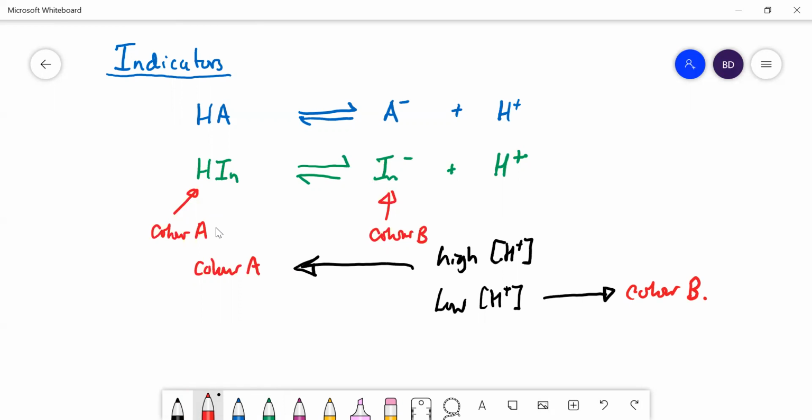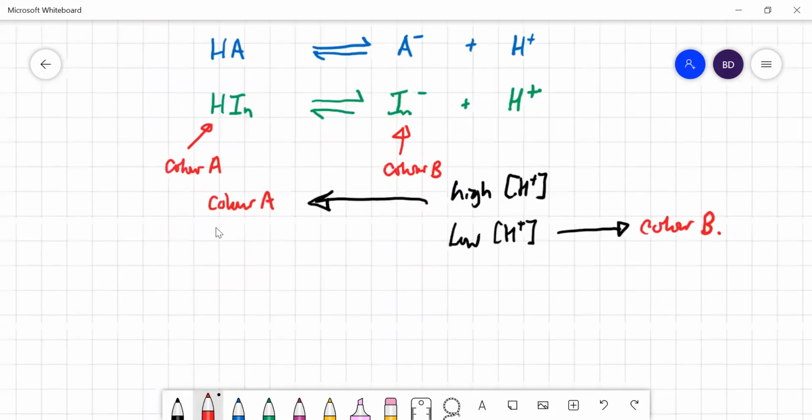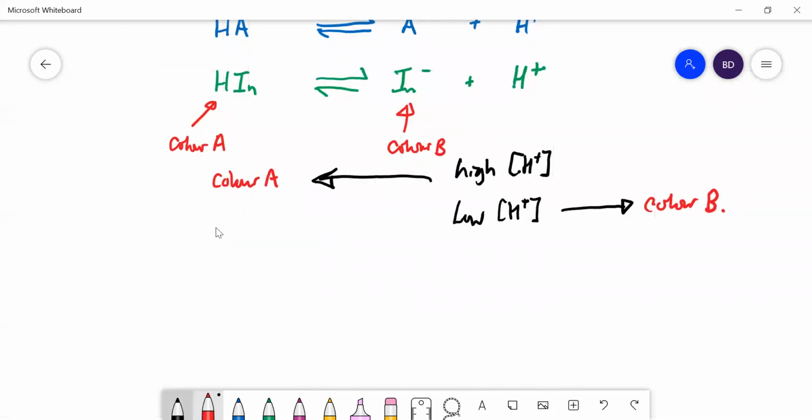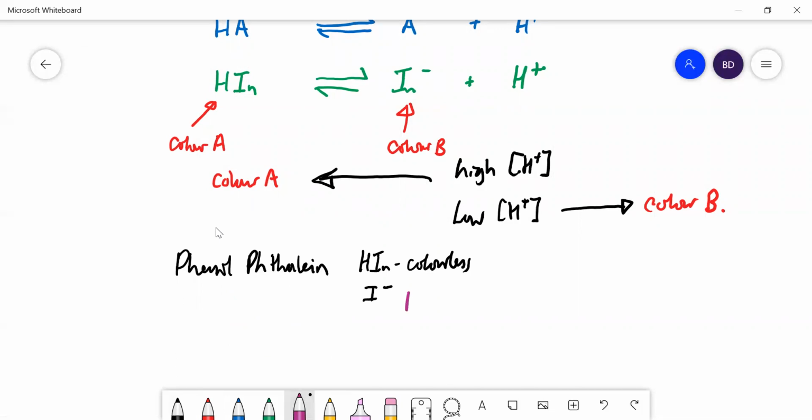So let's think about specific indicators then. So if you've got phenolphthalein, well, HIn there is colorless, whereas the In minus in phenolphthalein is purple. So in alkaline solutions, phenolphthalein looks purple. In acid or neutral solutions, it looks colorless, doesn't have a color.